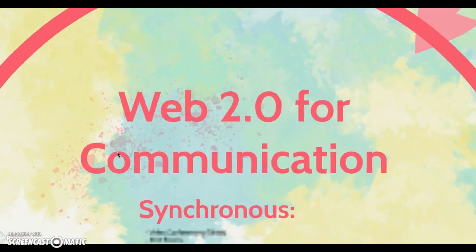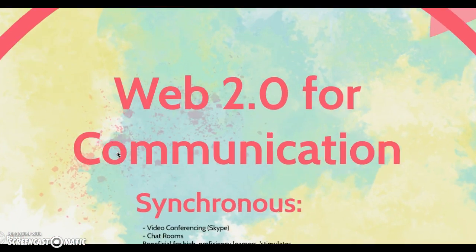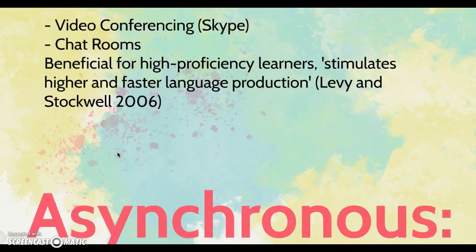Now, within Web 2.0, as far as communication is concerned, there are two basic distinctions. The first is synchronous communication. You can think of that as Skype or chat rooms, where when I communicate, another person can respond immediately, just like a telephone call or a real-life conversation. According to the research, this is beneficial for high proficiency learners because it stimulates faster production. There's more of a cognitive demand on the learner.